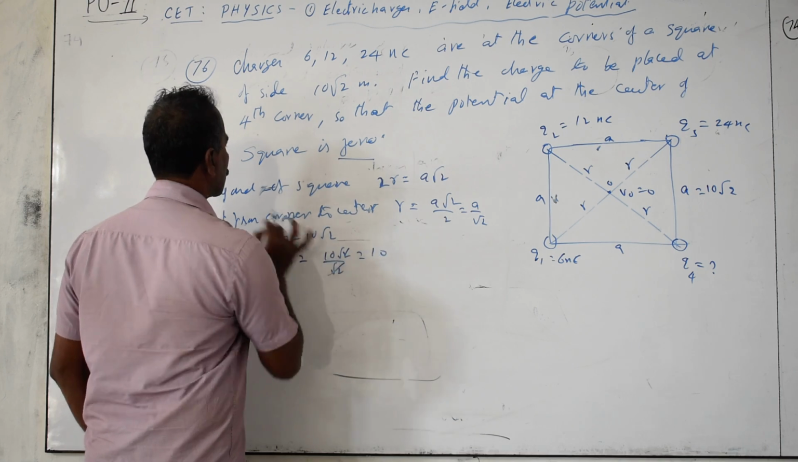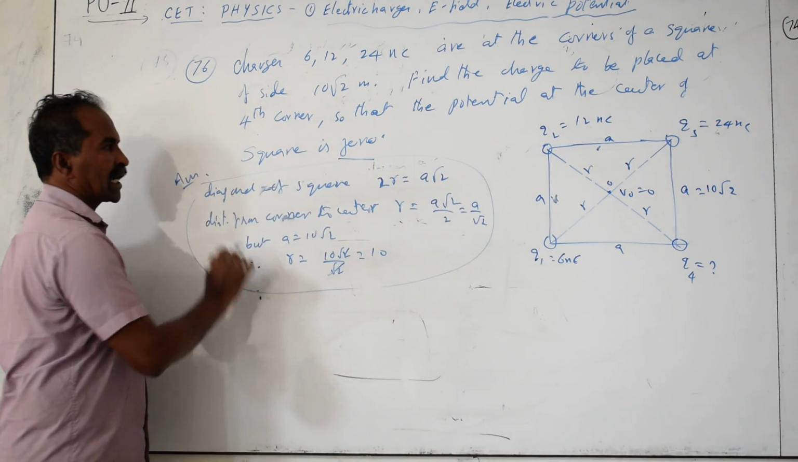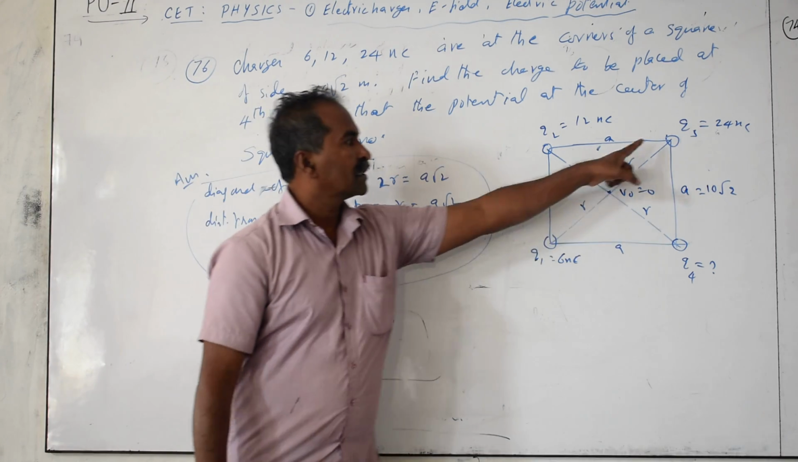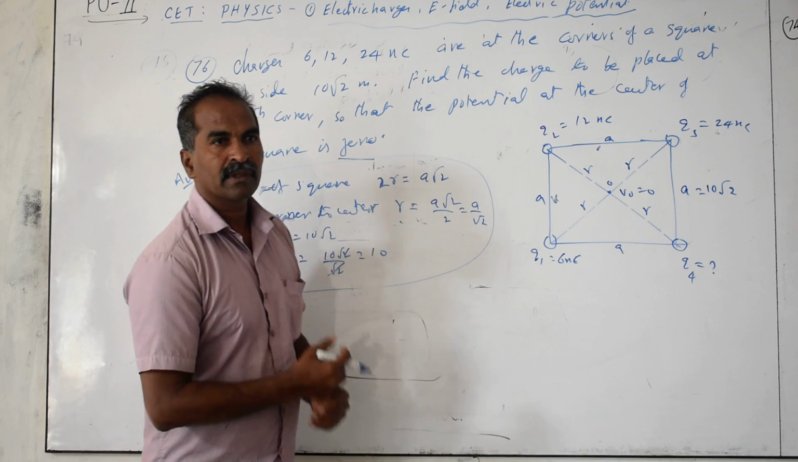In this calculation you must save the time. Generally, in most problems, if 10 root 2 is given as the diagonal or the side, for the square this will be 10. That you will do.